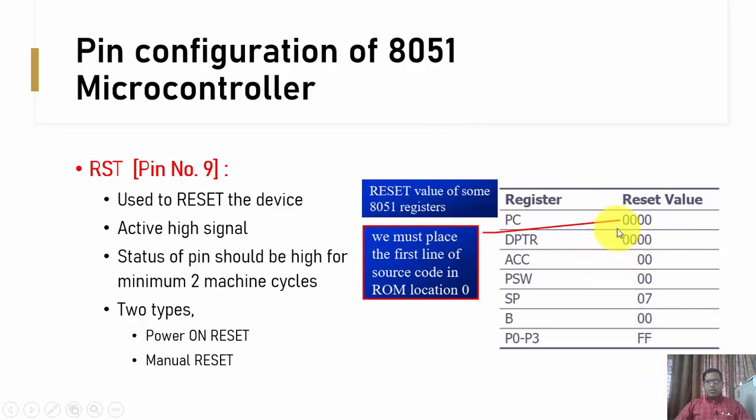So the moment at which we reset this device, program counter and data pointer get loaded with their initial value, that is 0000, as both these registers are 16-bit wide. Accumulator, PSW and B register, which are 8-bit registers, are loaded with a value of 00, and the stack pointer, which is going to point to the stack memory, is loaded with 07. And by default, the moment at which we provide a reset, port P0 to P3 are going to work as inputs, in the sense the status of all these port pins is high.